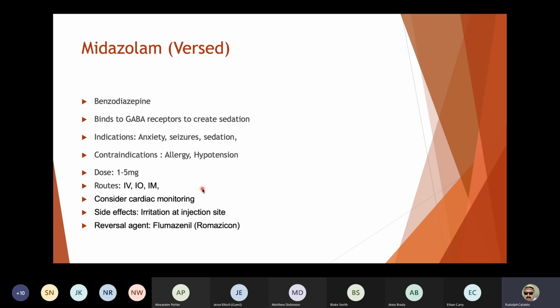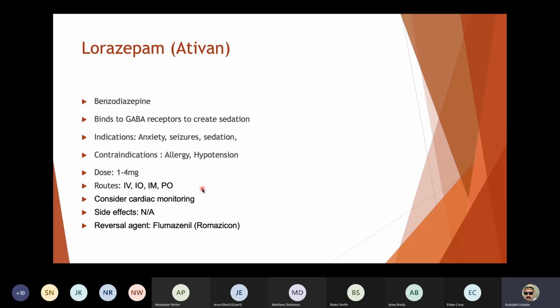Another common one, Versed. Again, same classification, binds to the same receptor sites, same indications. I personally like Versed. It's one of my favorite drugs to use for seizures and pain management. Dose 1 to 5 milligrams. Generally comes in a 10 milligram, 10 ml vial, so 1 milligram per ml. So it's pretty easy to draw up. Going to be the exact same since it's the same classification. But again, this is more of a common medication you'll see in the field.